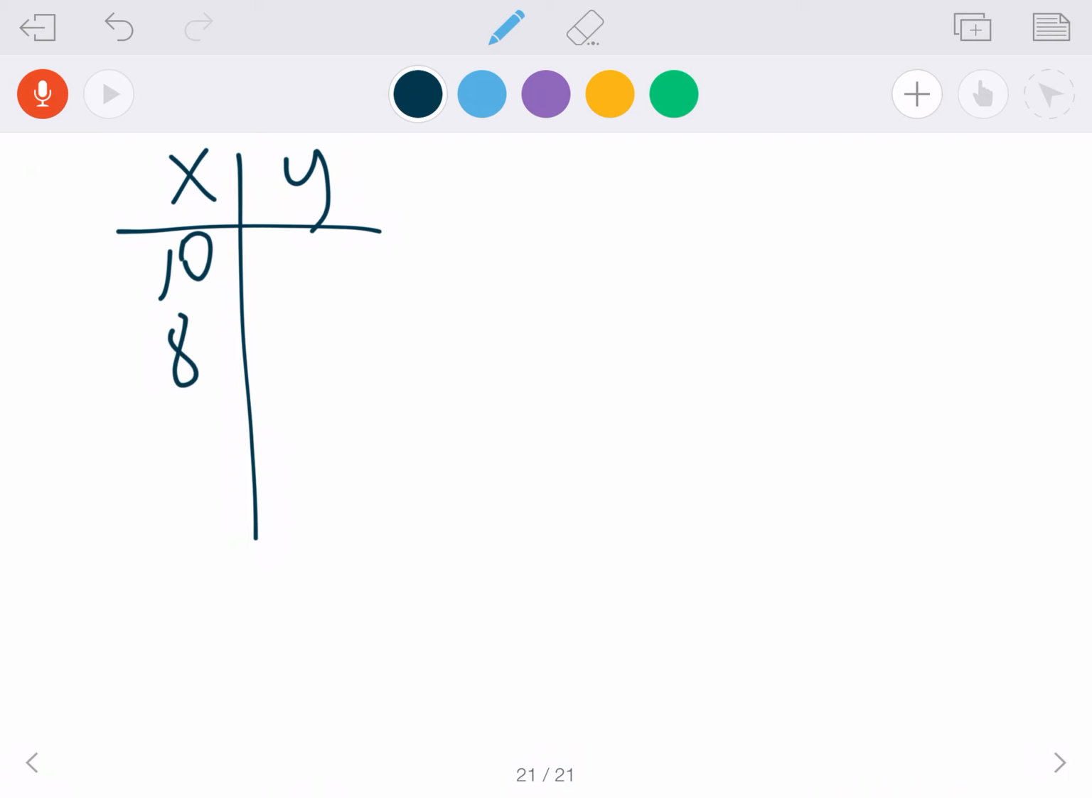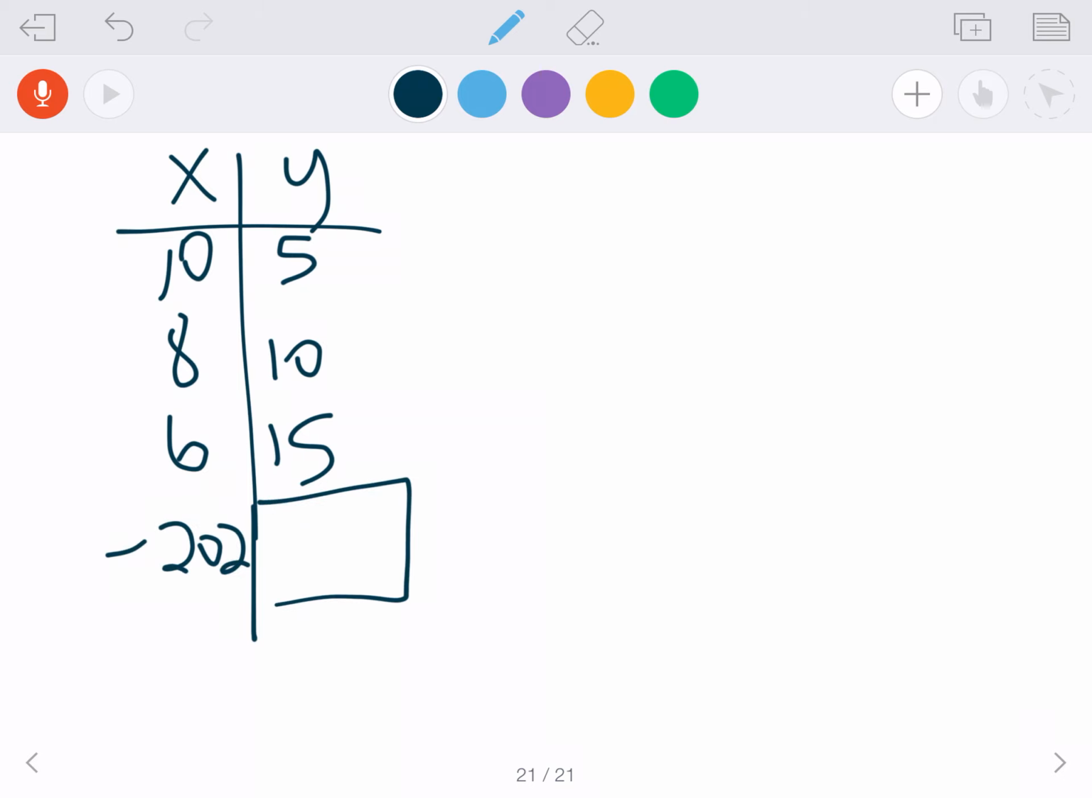Let's do a linear relation that is a little bit more challenging. So we're going to start with a t-chart as always. And let's do something interesting like x is going to go down by, let's say, 2's. And y is going to go up by, let's say, 5's. And we will do an x value of negative 202. And we're going to have to figure out the y value.